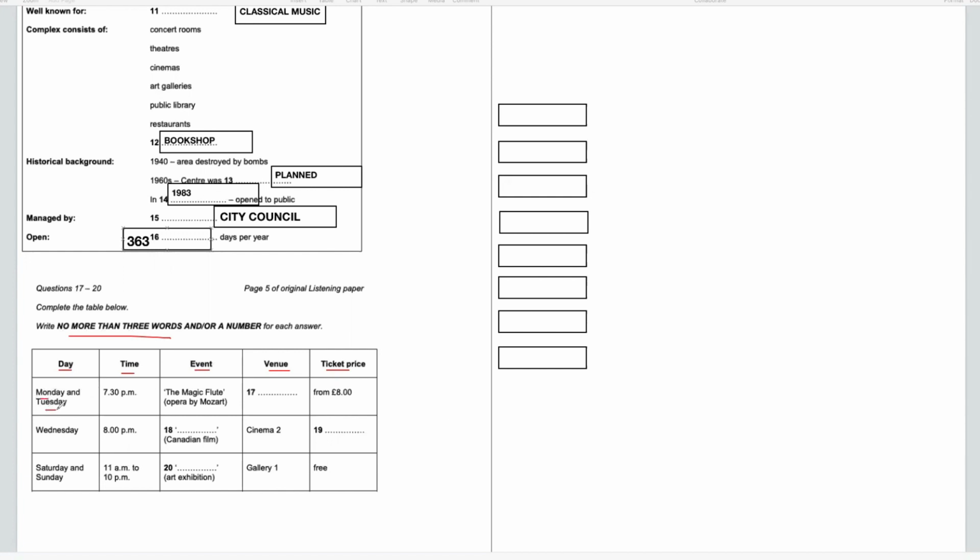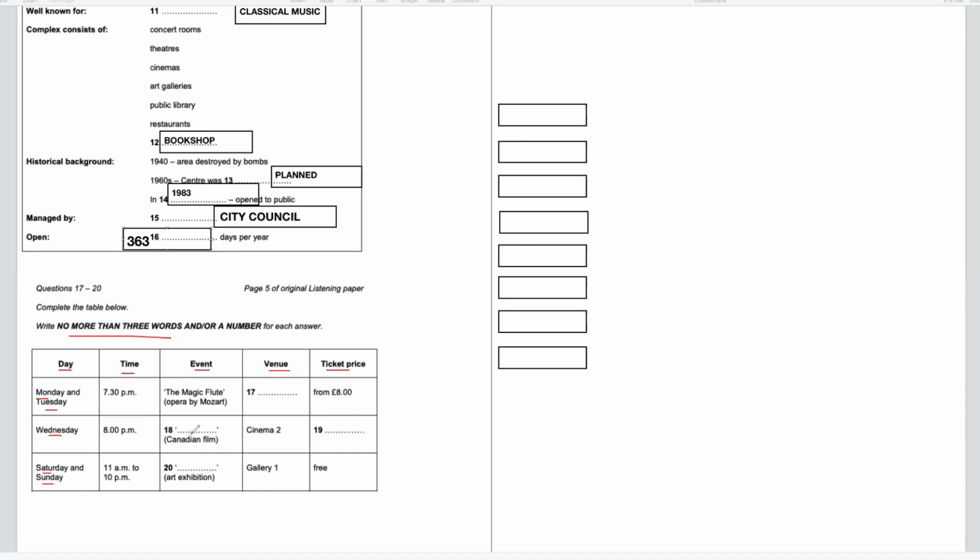Now, the days of the week will be helpful. We do not have to listen for any days of the week because they're already written for us. So when the speaker talks about Monday and Tuesday, we can immediately check this block here. When the speaker says Wednesday, we can check this block here. And when the speaker says Saturday and Sunday, we know that we are in this row here. Keep in mind we'll have to find a venue for one answer, an event for two answers, and a ticket price for one answer. So the venue that we hear will be number 17, the ticket price will be number 19, and the two events will either be 18 and 20, and we must be specific here.